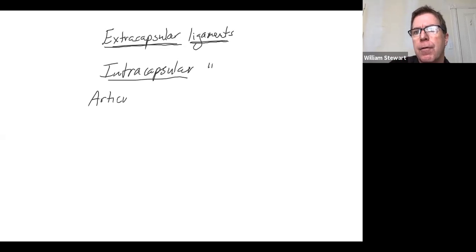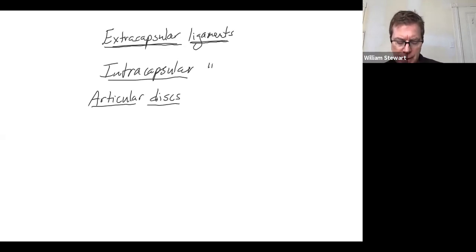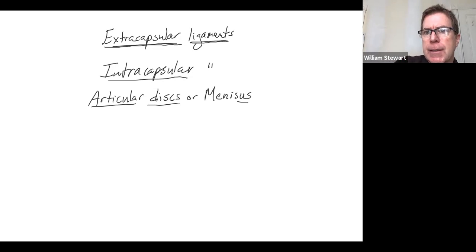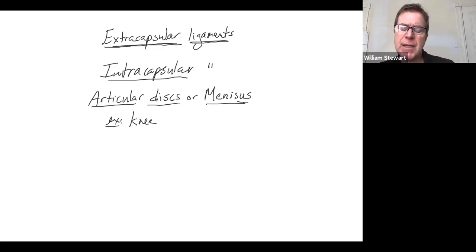Articular discs. We've heard of discs, intervertebral discs. Articular discs are also called menisci. You've probably heard of a knee meniscus, so I'm going to explain what that is. Meniscus is singular, menisci is plural. So let's just do an example of an articular disc or a meniscus, an example in the knee. There are other places we find menisci, but the classic example is the knee joint.